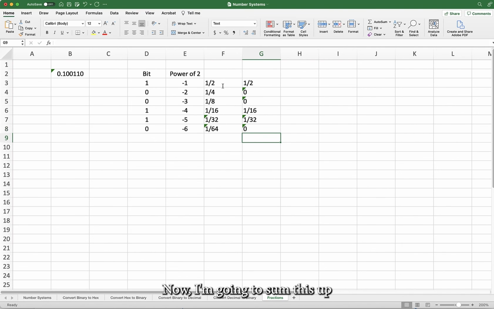Now I'm going to sum this up. Now in summing this up, some people will convert it to decimals and then just add up the decimals, but this is going to be 16 32nds. This is going to be 2 32nds and 1 32nd. So we get what? 16 plus 2 plus 1, that's going to be 19 32nds.